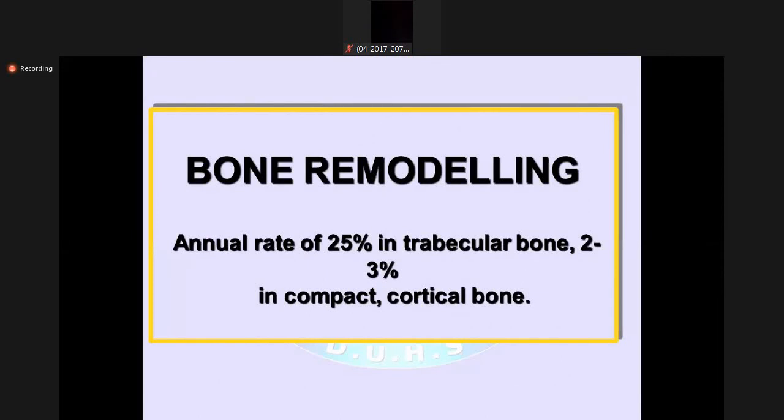So this bone remodeling has an annual rate of 25% in trabecular bone and 2 to 3% in compact cortical bone. By the expense of this bone remodeling, what happens? There is continuous removal of bone tissue and continuous formation of the new matrix occurring due to this bone remodeling.